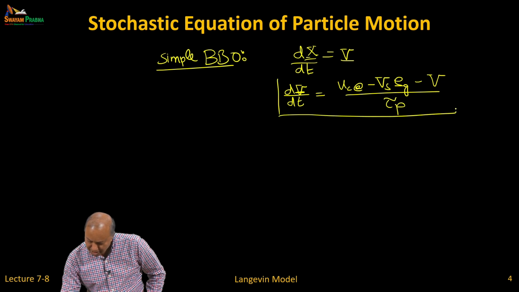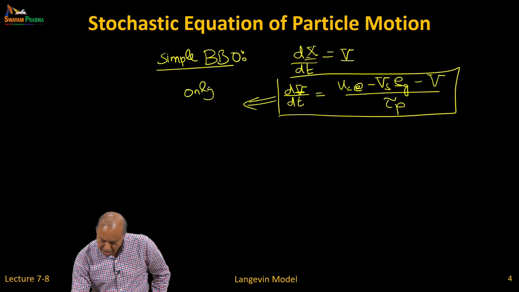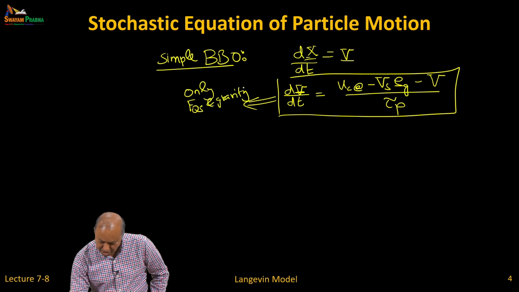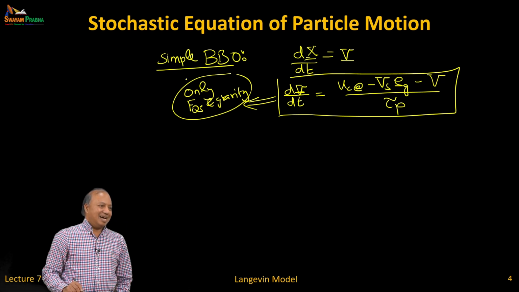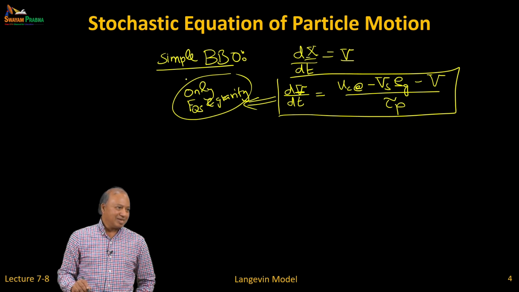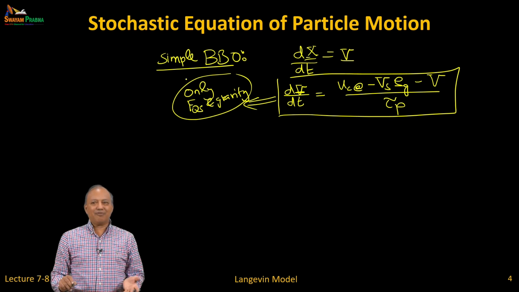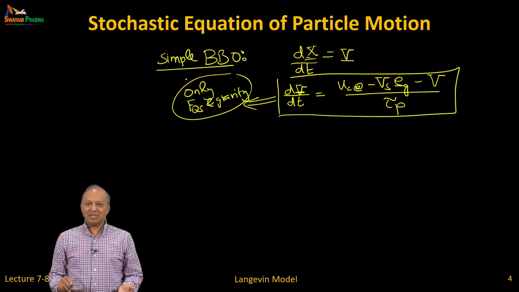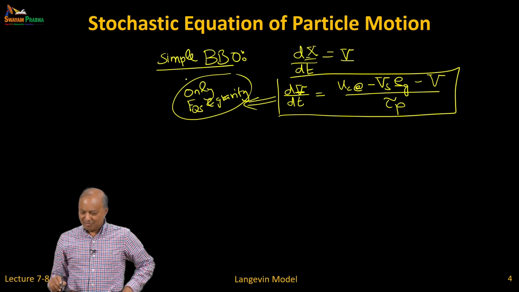This is nothing but the BBO equation, only quasi-steady force and gravity. Those are the only two forces. I am not using added mass, Basset history, or undisturbed flow force. All those things will make this equation a little more complicated, and that is not necessary for me to describe the Langevin equation. I want to describe the Langevin equation when everything is very simple.